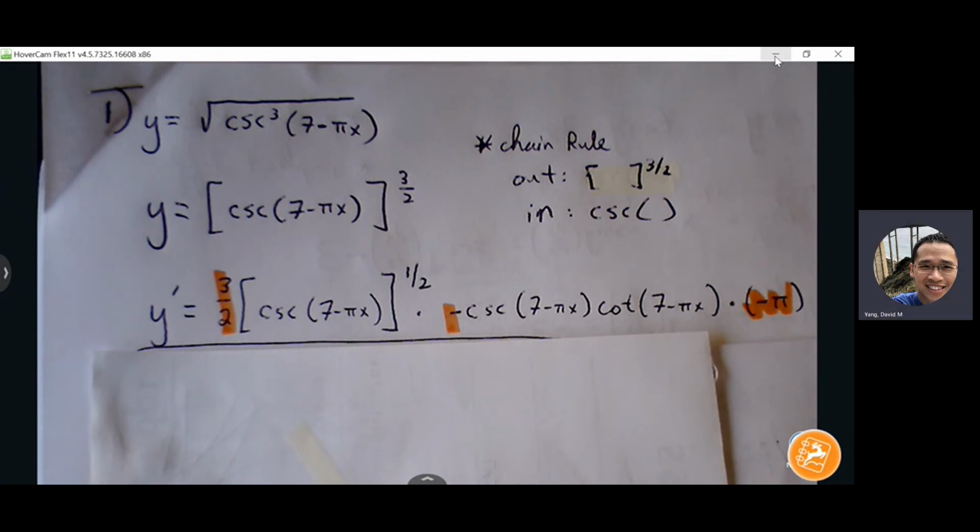And then I have these cosecants that can merge together, right? If I want to multiply bases, I can add exponents. So 1 half plus 1 is 3 halves.